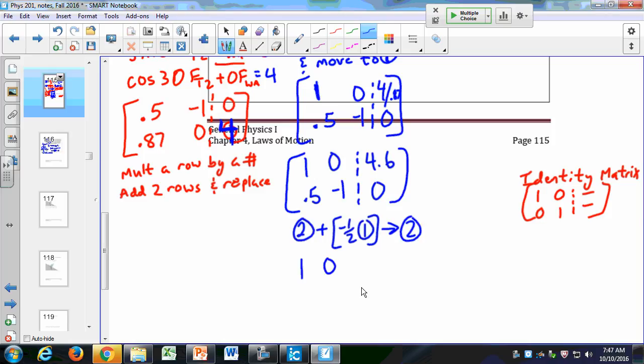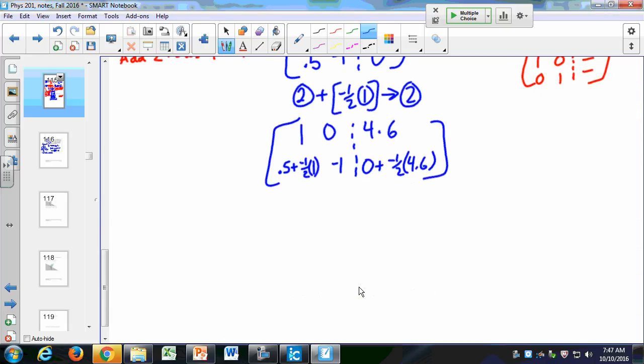So I'll still get 1, 0, 4.6 here. And then I'm going to add 0.5 plus negative 1/2 times 1, right, which will become 0. Here, this just still is negative 1 because I'm adding 0 to it. And over here, I get 0 plus negative 1/2 of 4.6. So I now get 1, 0, 4.6, and 0, negative 1, negative 2.3.